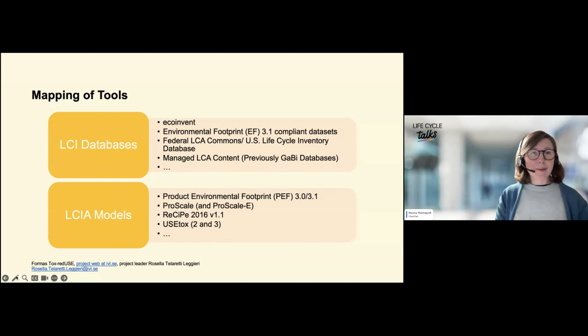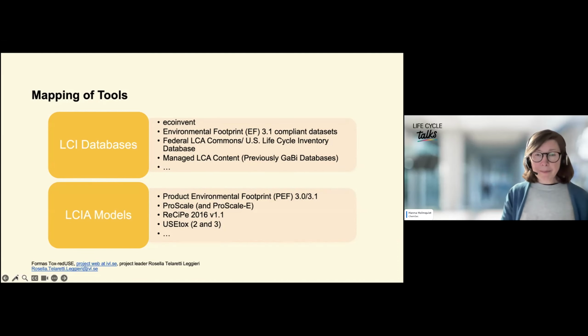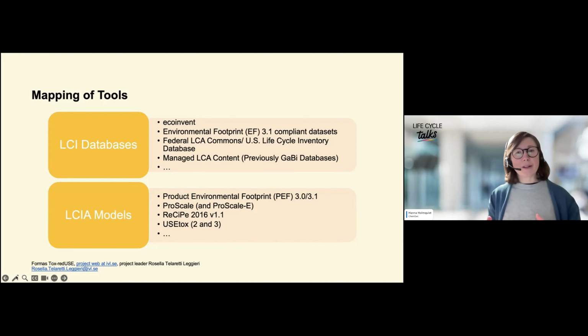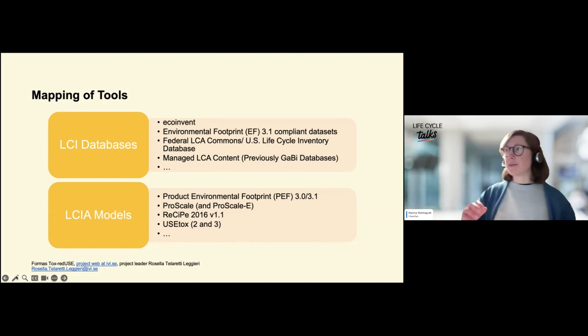Also, on the impact assessment modeling side, there are plenty of models available. For example, the Product Environmental Footprint, ProScale for the workplace-related emissions, at least that's how it started, ReCiPe, which is a package of impact indicators, and not the least, USEtox in versions 2 and 3. And here it has to be said that some of these models have evolved and make use of results from the other model development, but they're also integrated into one another. So for example, the PEF model builds on USEtox 2. All of that is also explained in this report.